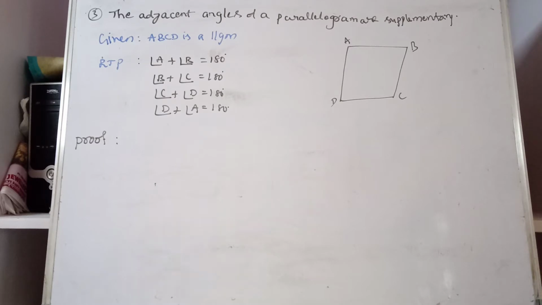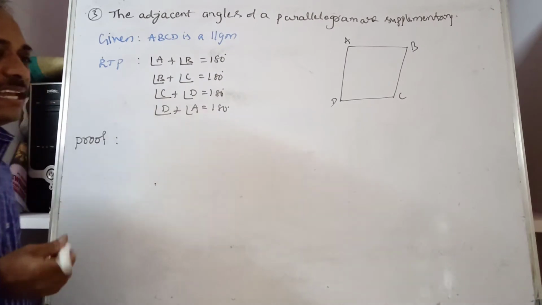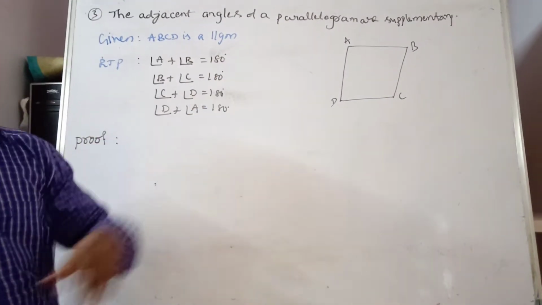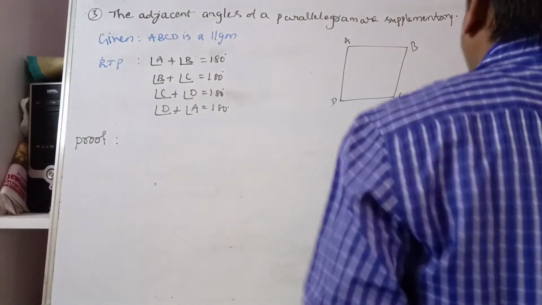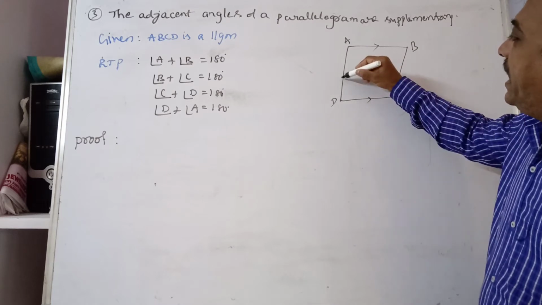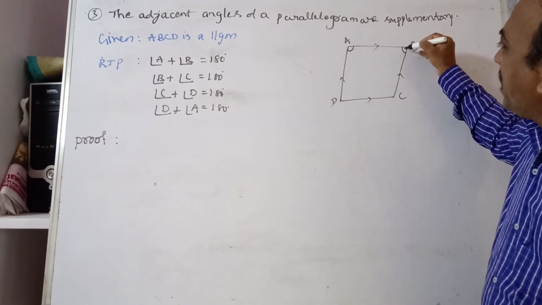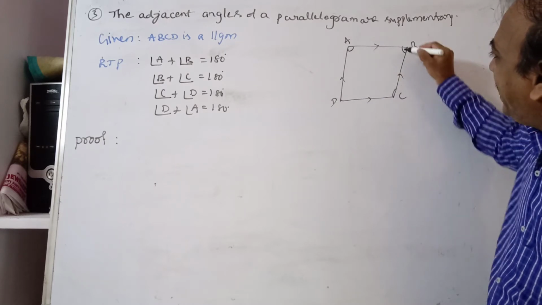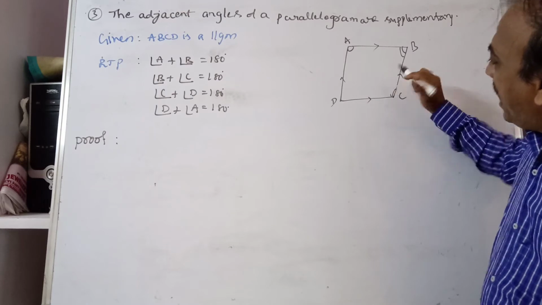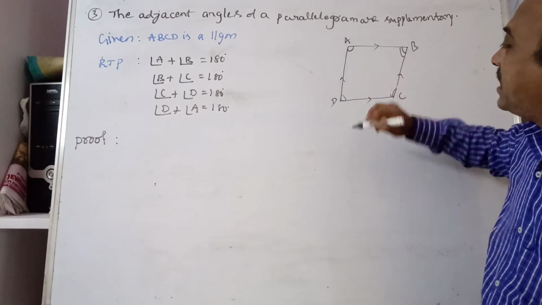Now the third property is that the adjacent angles of a parallelogram are supplementary. Adjacent means side by side angles. So these are called adjacent angles. AB is parallel to DC and AD is parallel to BC. So angle A is adjacent to angle B, and angle B is adjacent to angle C. Angle D is adjacent to angle C, and angle D is also adjacent to A.